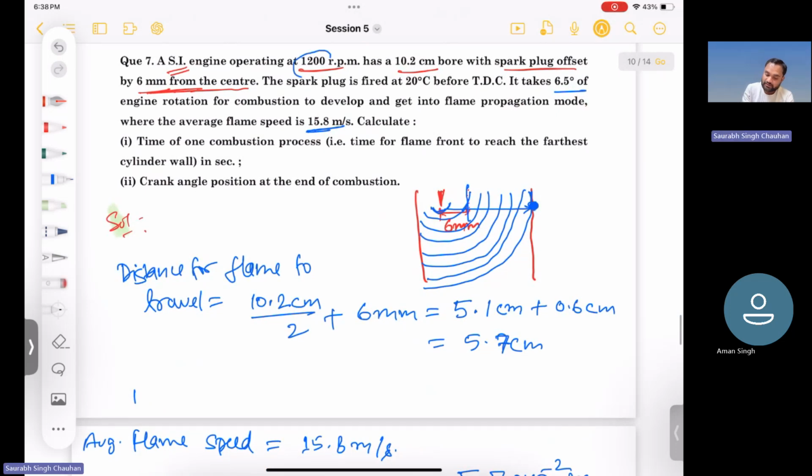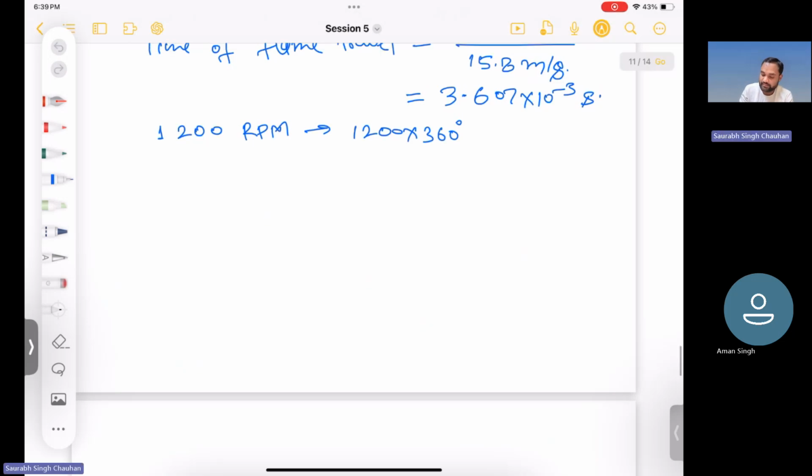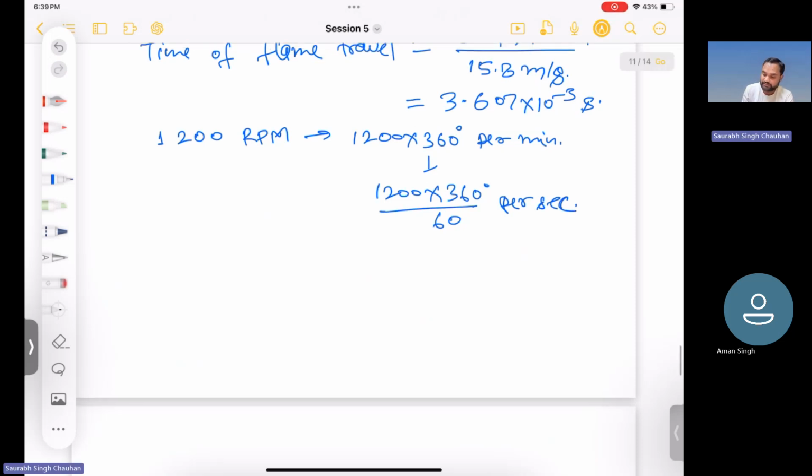Engine speed is given as 1200 RPM. So this means 1200 revolutions per minute, which is 1200 times 360 degrees per minute, right? So this means 1200 multiplied by 360 divided by 60 per second. Okay, so this is the engine speed in degrees per second.